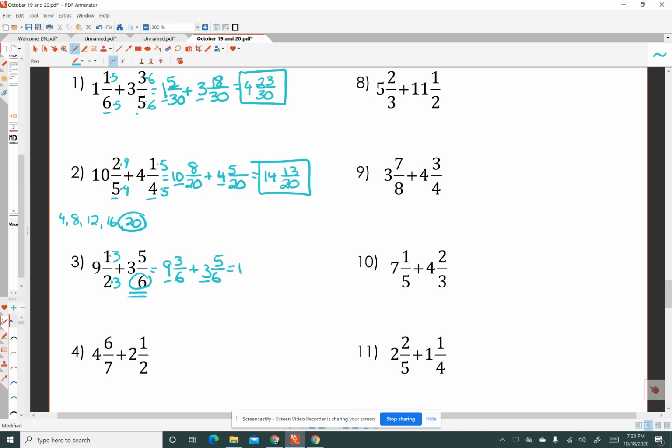9 plus 3 is 12. We're working with 6. 3 plus 5 is 8. But this is an improper fraction. 8 divided by 6 is 1, with 2/6 left over, and we can reduce 2/6 to 1/3. 2 goes into itself once. 2 goes into 6 3 times. So when we add 1 and 1/3 to the 12, we have 13 and 1/3.